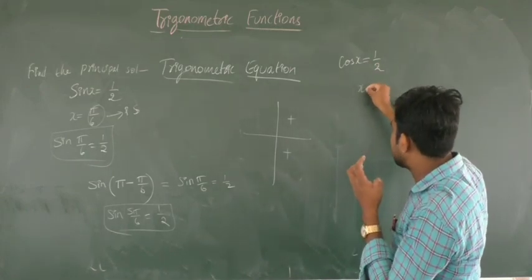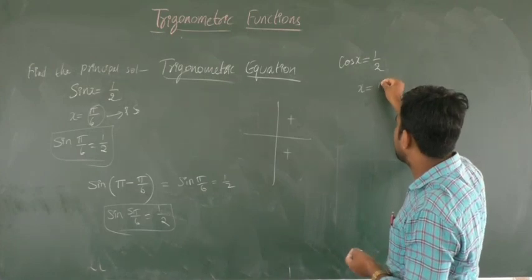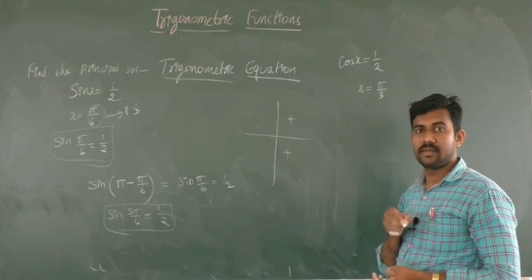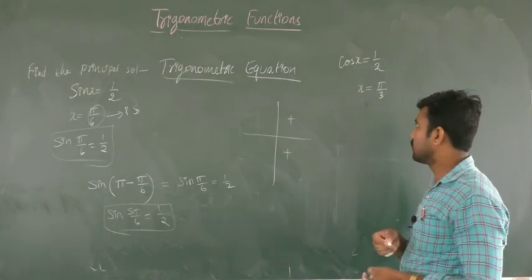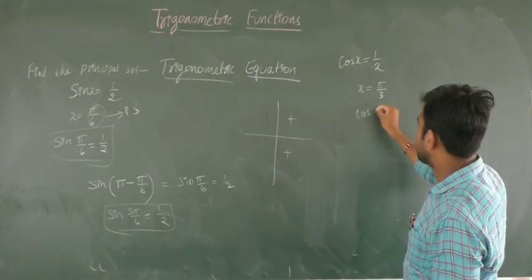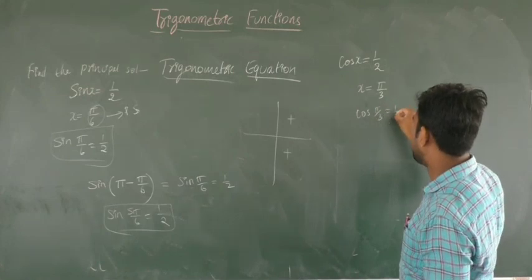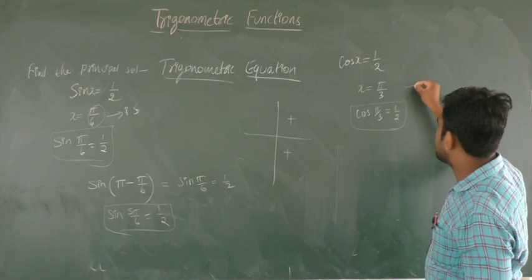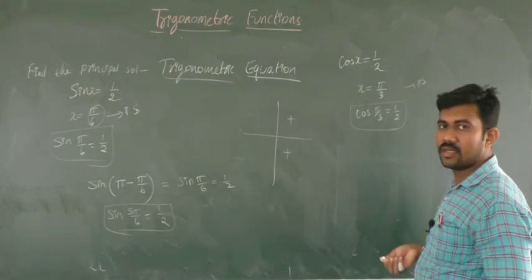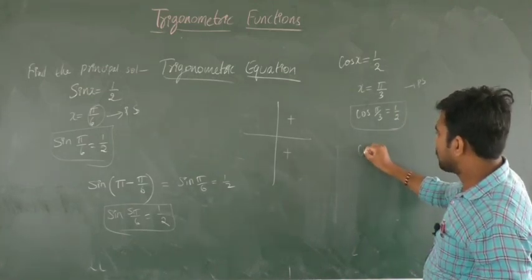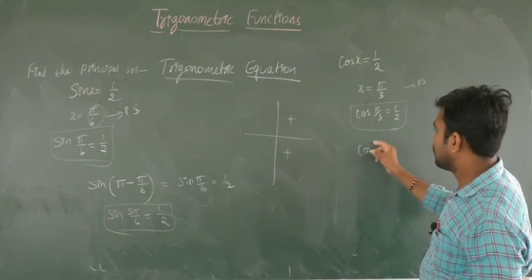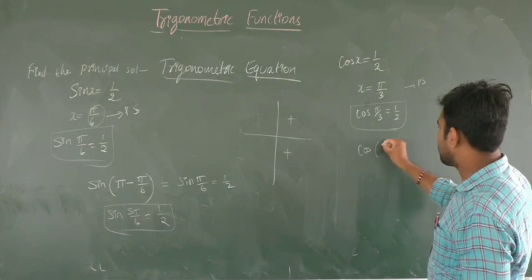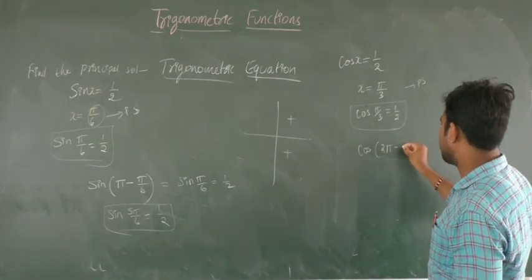So cos x is equal to half. X is equal to, we can say, in the first quadrant, pi by 3, 60 degree. Cos 60 degree is equal to half. So this is one of the principal solutions. Another principal solution, how to find? See, cos here comes in the fourth quadrant, so we can consider cos of 2 pi minus pi by 3.